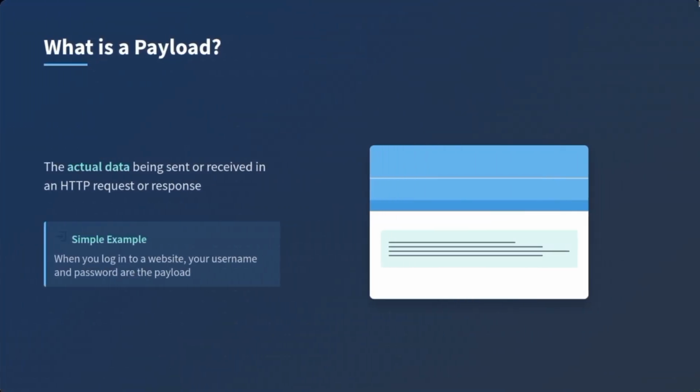In the context of HTTP, a payload is the actual data being sent or received in a request or response. It's the what of the communication, the actual content that matters. For example, when you log into a website, your username and password are the payload being sent to the server. Think of it like sending a letter. The envelope and address information are like the HTTP headers, while the actual letter inside is the payload. The headers help route the information correctly, but the payload is what you actually want to deliver.